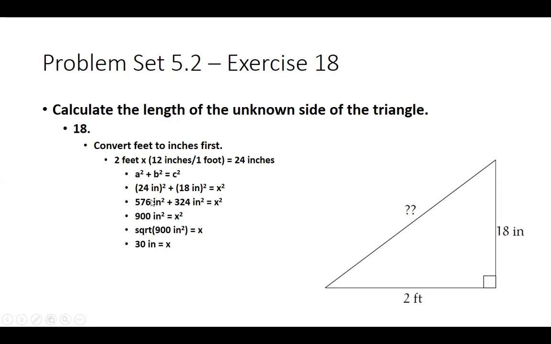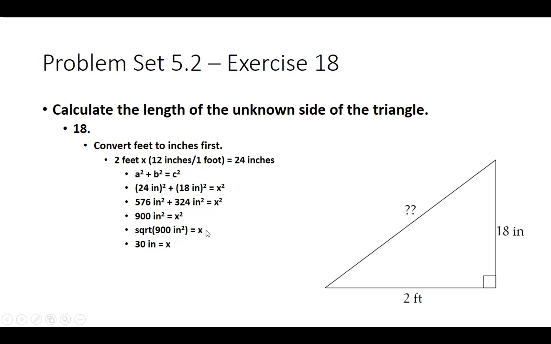When we square 24 inches, we get 576 square inches. When we square 18 inches, we get 324 square inches. Adding together the left-hand side, 576 square inches plus 324 square inches is 900 square inches. That equals x squared.